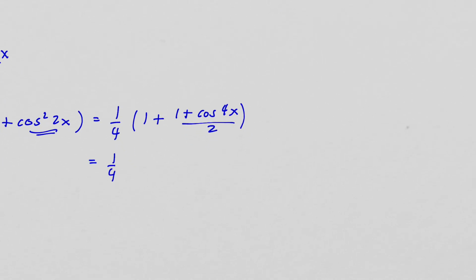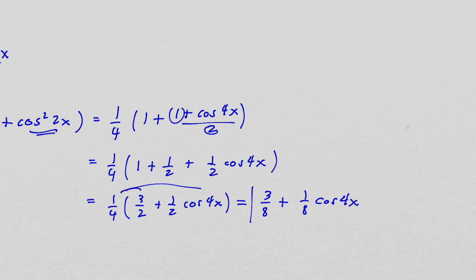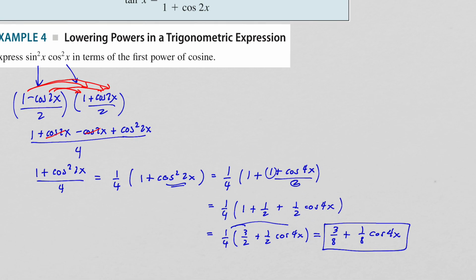So we have 1/4 times 1 minus 1/2 minus 1/2 cosine of 4x. So when I divide each of these by 2, I just get a 1/2 in front. And now we have 1/4. 1 minus 1/2 is 1/2 minus 1/2 cosine of 4x. And we could stop here, but I'm going to distribute and write this as 1/8 minus 1/8 cosine of 4x. And now we have successfully written it in terms of the first power of cosine.